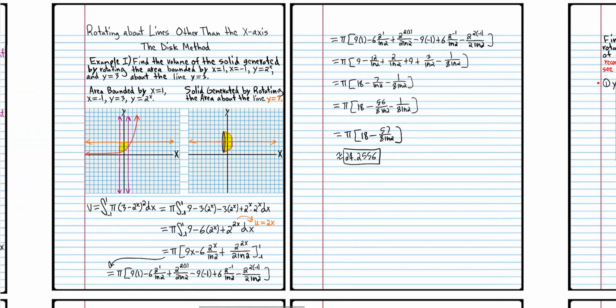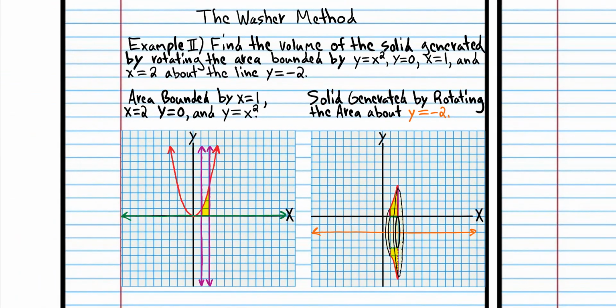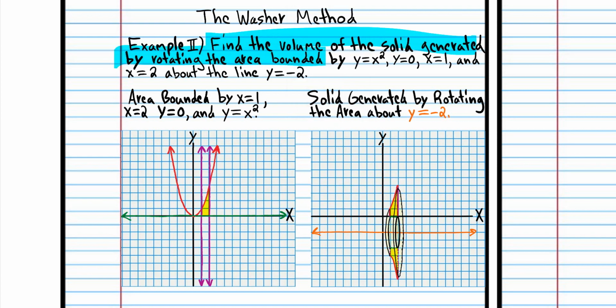Okay, so a lot of busy math there, and unfortunately these problems just have a lot of math involved. But the most important thing is that you know how to set up the problem correctly. So let's do another one. It says find the volume of the solid generated by rotating the area bounded by the graphs of these equations about the line y equals -2. So what's different about this is we're rotating about the line y equals -2 as opposed to the x-axis, which is y equals 0.